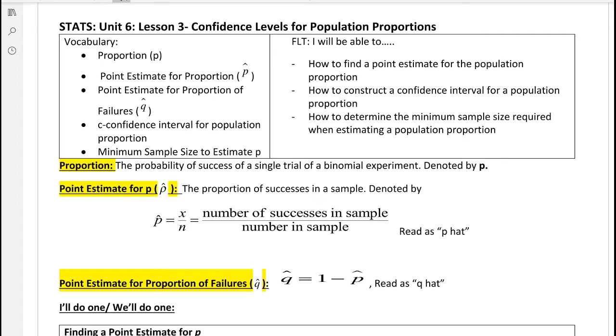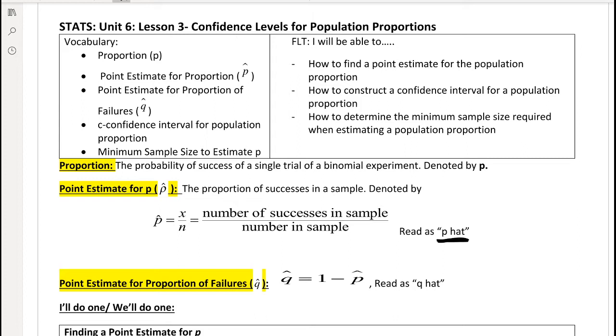Now, since we can't always measure the whole entire population, the point estimate for our population proportion is going to be the sample proportion, the proportion of successes in a sample. That's denoted with this symbol, and we read it as p hat. I know it's weird. For the sample mean, we use x bar, and I don't know why they switch to a hat when they're dealing with p.